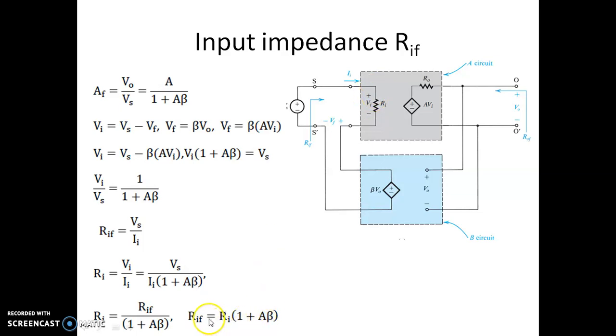Meaning to say, the input impedance of an amplifier will increase because of negative feedback by an amount equal to 1 plus A beta. So using this, we can actually increase the input impedance of an amplifier, which is good for an amplifier that is close to the ideal.